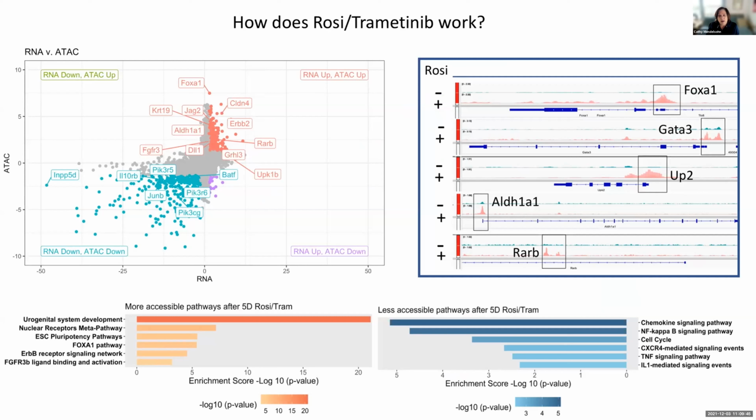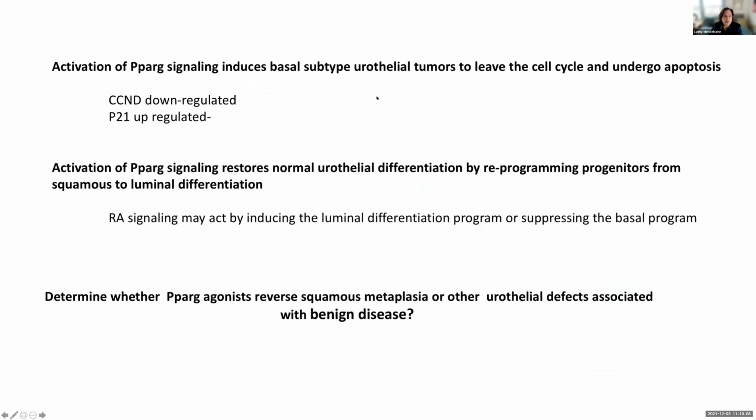And we've also done ATAC and RNA-seq on shortly treated urothelium, and we see that a number of markers are upregulated, including markers of retinoic acid signaling, as well as markers of the luminal differentiation program. And other things that are down-regulated include NF-kappa B signaling, chemokine signaling, as I just mentioned. So the idea is to determine whether these reagents are useful in a benign urological context.